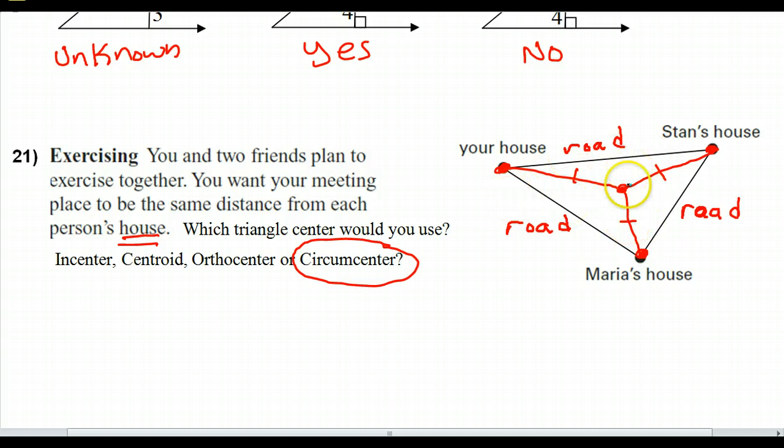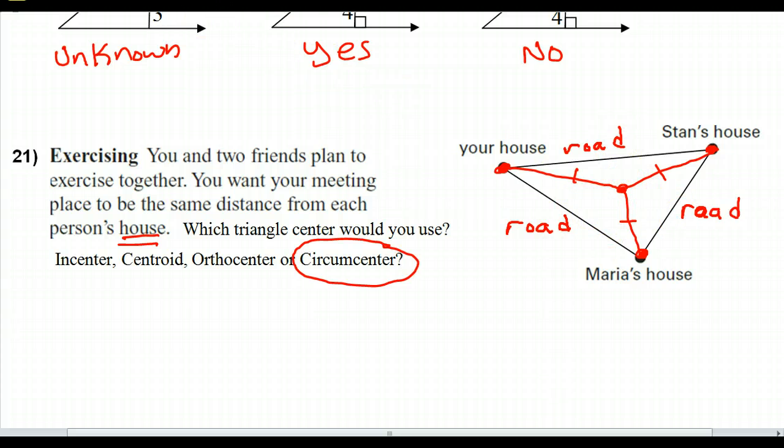If instead of the vertices, we had wanted our meeting place to be equally distant to the roads, then which one of these triangle centers would we have used to be equidistant to the roads? I hope you said incenter, because the roads are the sides of the triangle in this case. So the incenter is the one that has the special property of being equally distant to the sides.